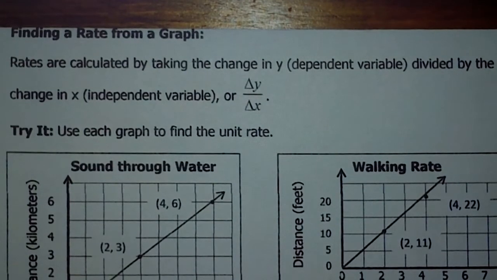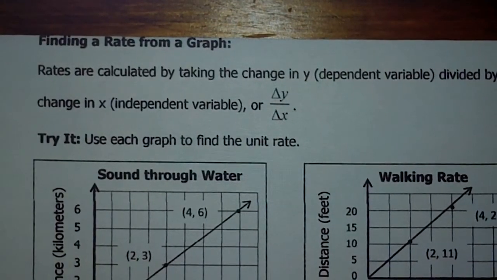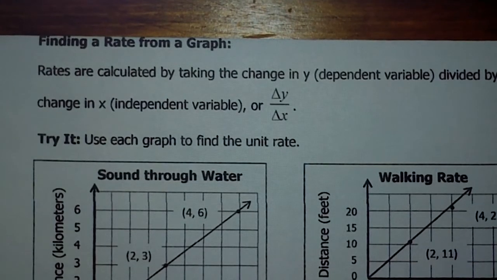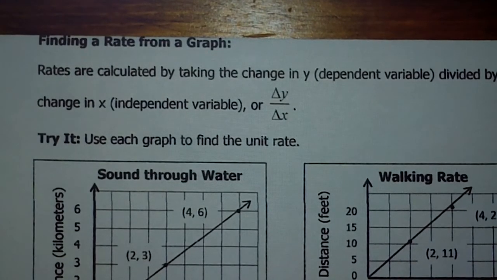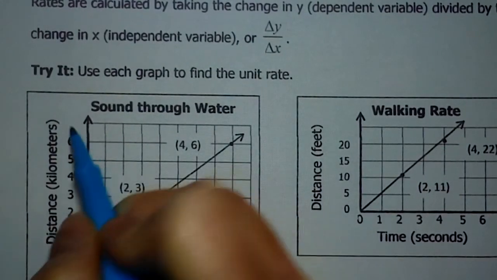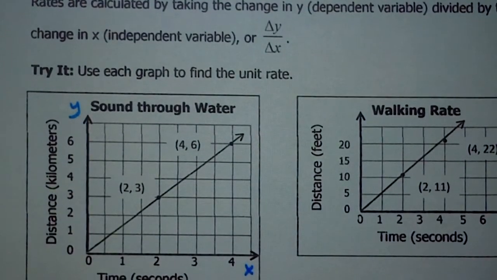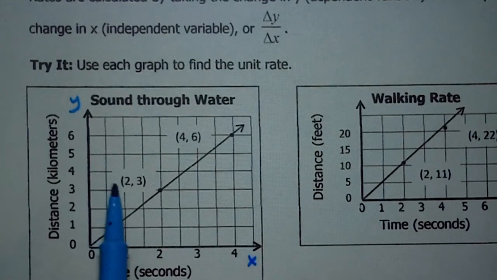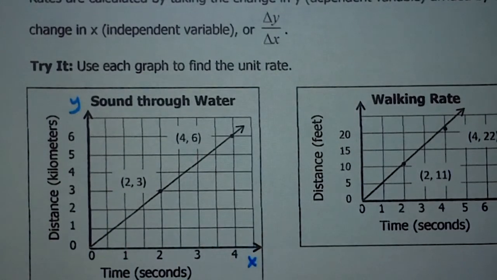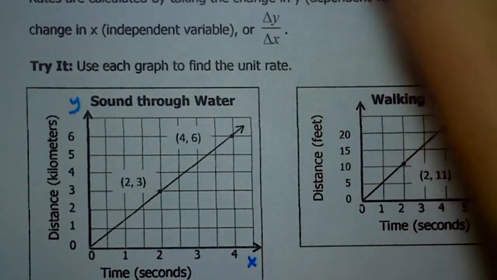So same exact thing with these graphs. It's nice because it's all very, very similar. Rates are still calculated by taking the change in y and dividing it by the change in x. And when we're talking graphs, we're talking about the x-axis and the y-axis. So it's all connected. I probably had a table of values and took those table of values to plot these points, right?